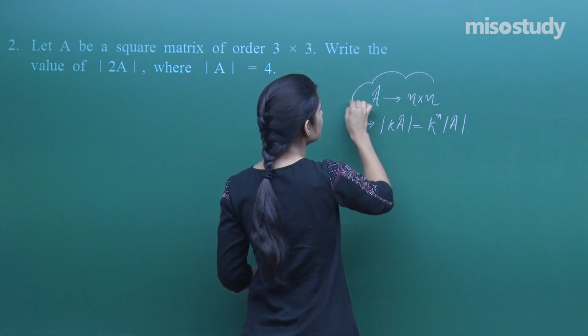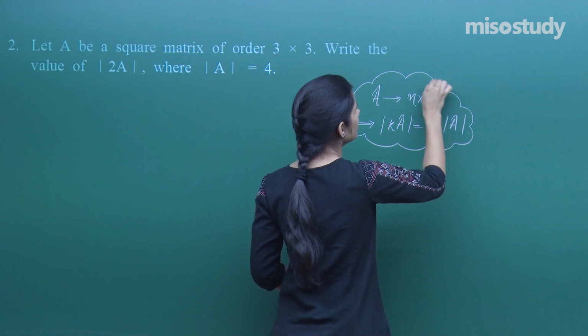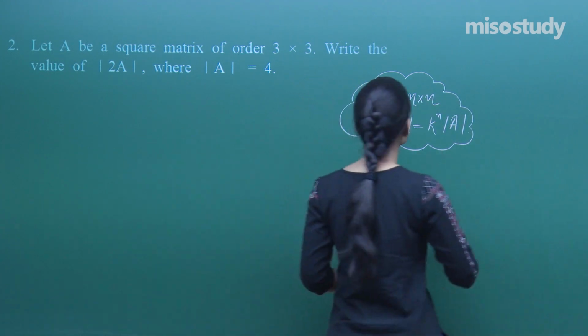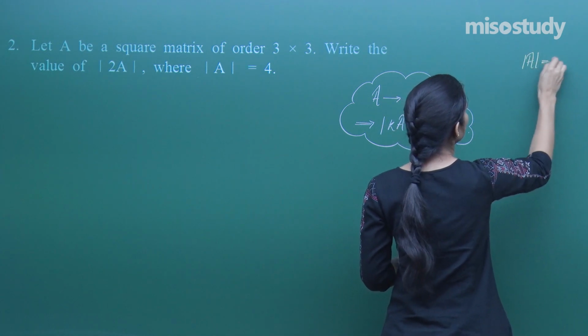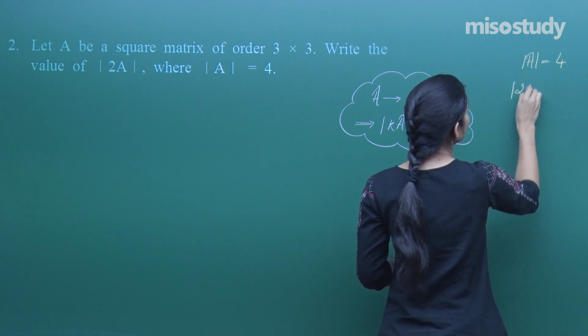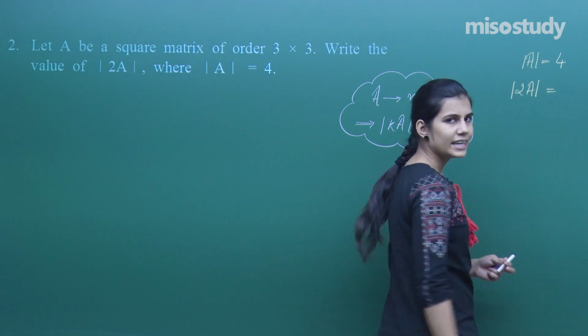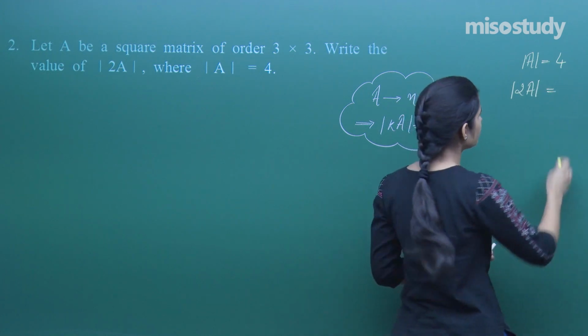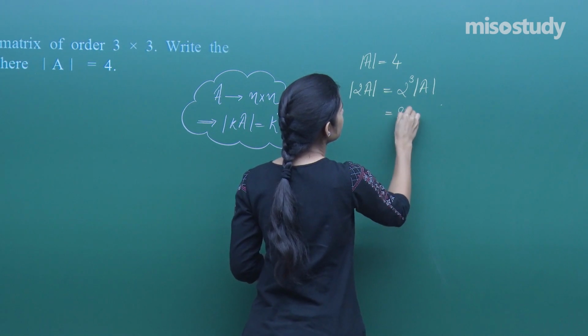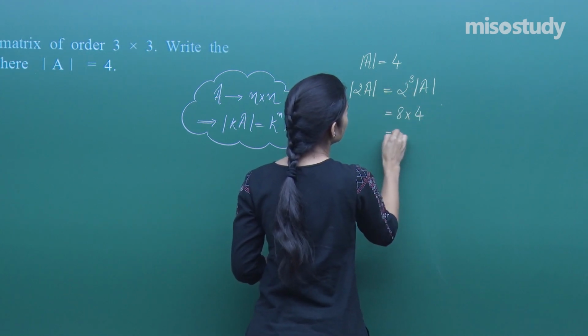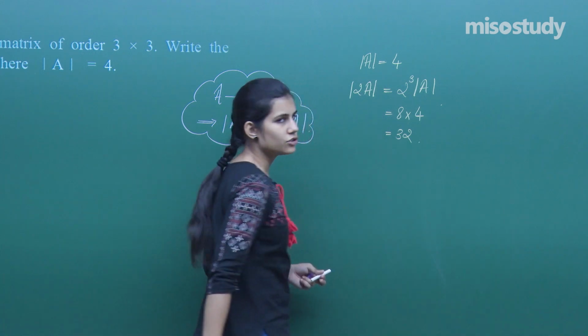By using this property of square matrices and determinants, I am given that determinant of A is 4. Determinant of 2A will be what? A is a square matrix of order 3 cross 3. So 2 to the power 3 times determinant of A, which means 8 into 4, that is 32.